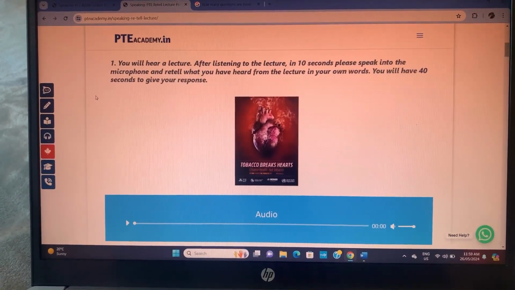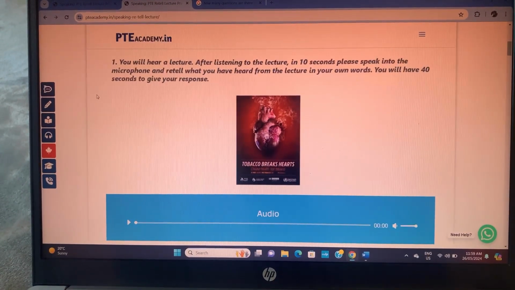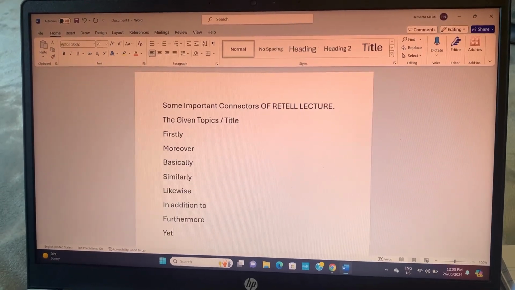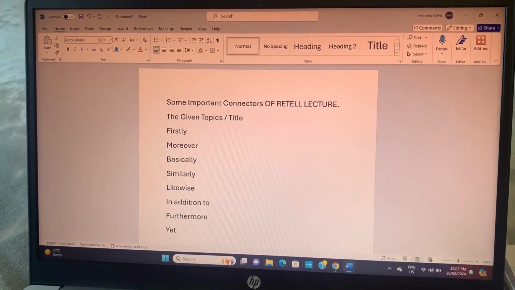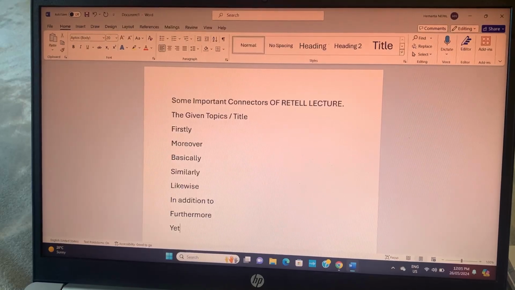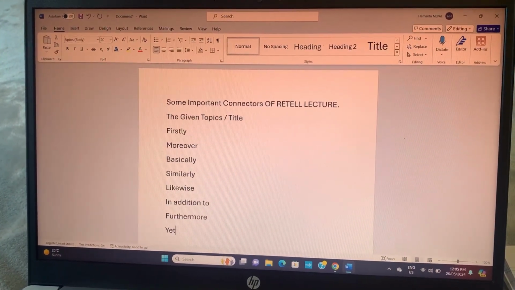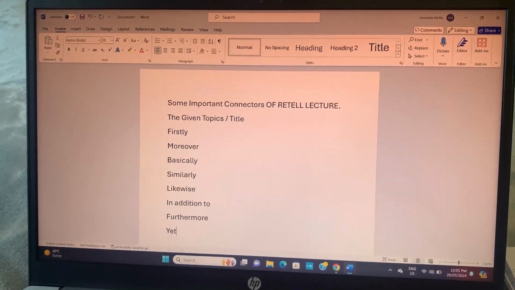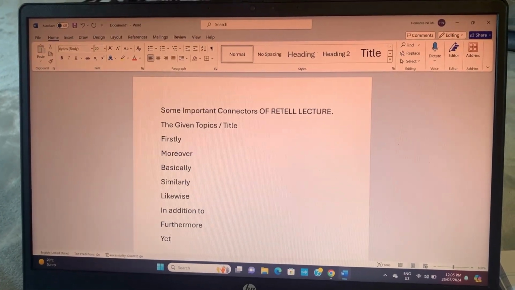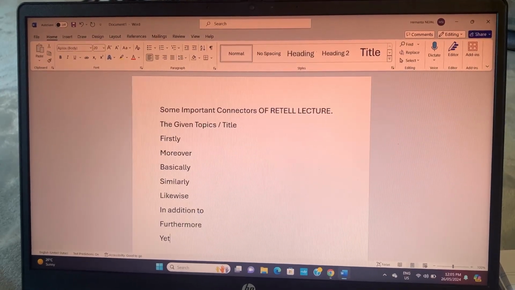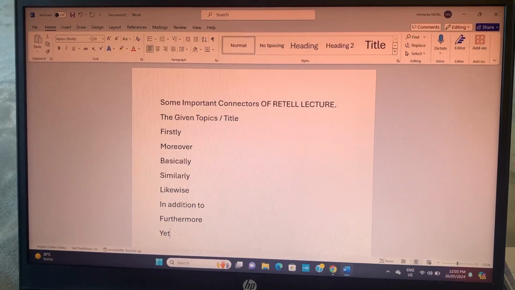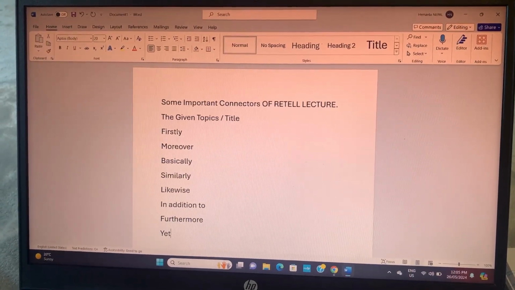The next piece of information is that you should use connectors, and I'll provide you one template that you can work on as well. These are the most important key connectors of Retell lecture, along with the given topics of the title. You should use key connectors like firstly, moreover, basically, similarly, likewise, in addition to, furthermore, and yet. Always remember to use them while you do a Retell lecture.